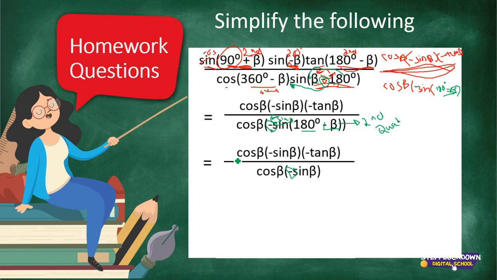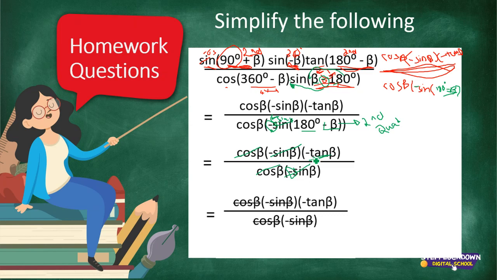From here on out, it gets simpler again. We are cancelling cos over cos. We are cancelling minus sine beta over minus sine beta. And we are left with a minus tan beta as our final answer. Simplified answer. Remember, this is question 3 of our homework questions.